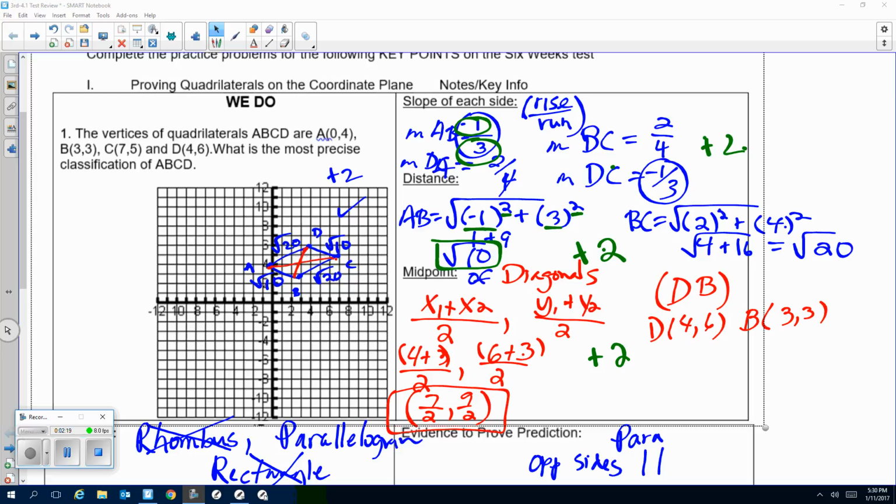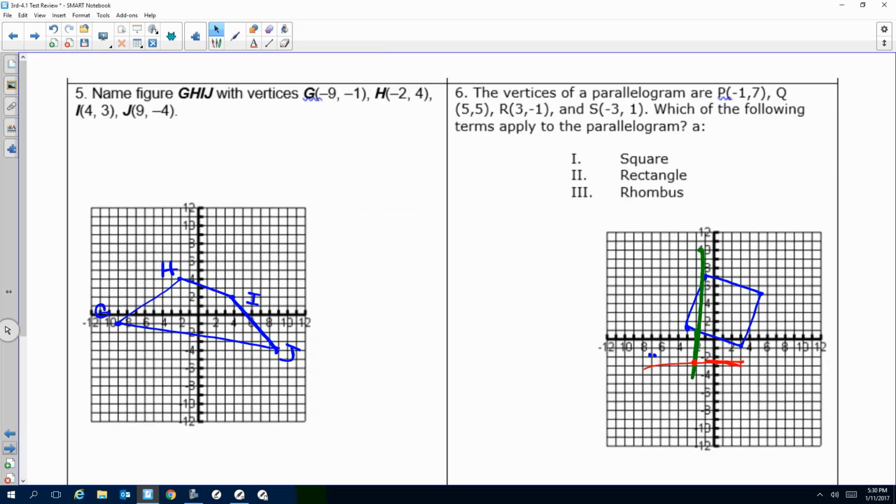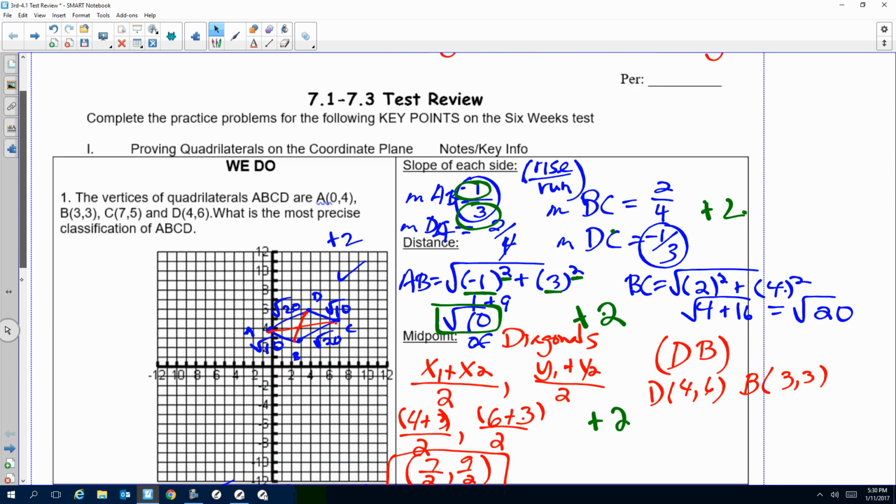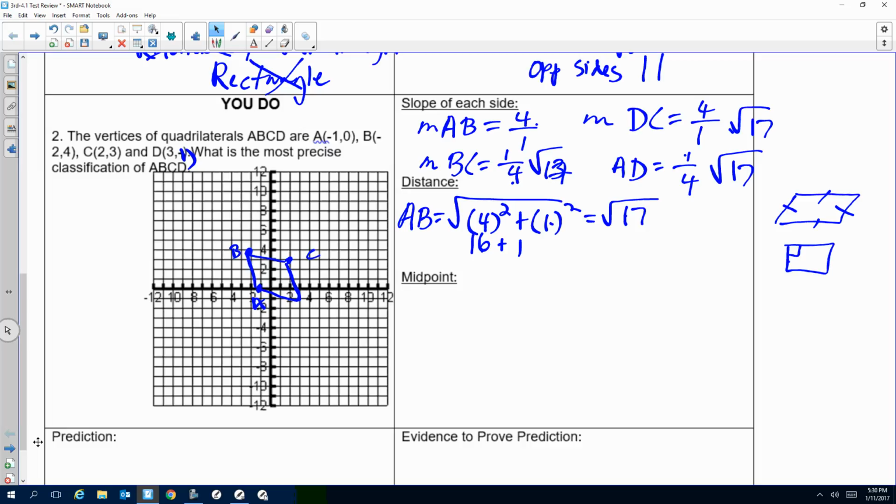And we went to a you-do. Then we had the you-do on this quadrilateral.